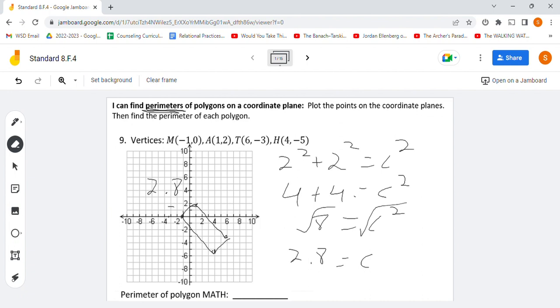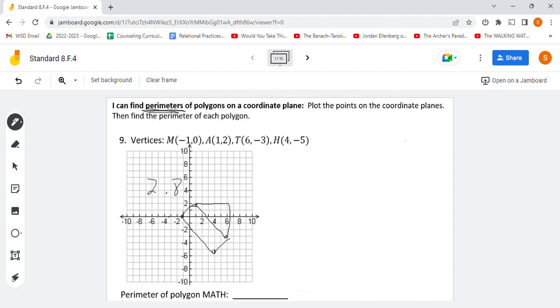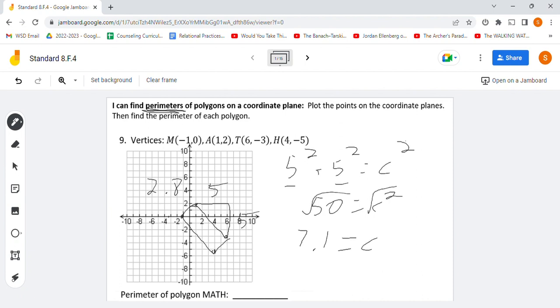On this next one, draw our right triangle there and there. We end up with 5 and 5 for our edges. So the Pythagorean theorem tells us to do 5 squared plus 5 squared equals c squared. That's 25 and 25 for a total of 50 equals c squared. Take the square root of both those sides, we end up with c equals 7.1. So our second edge has a measure of 7.1.